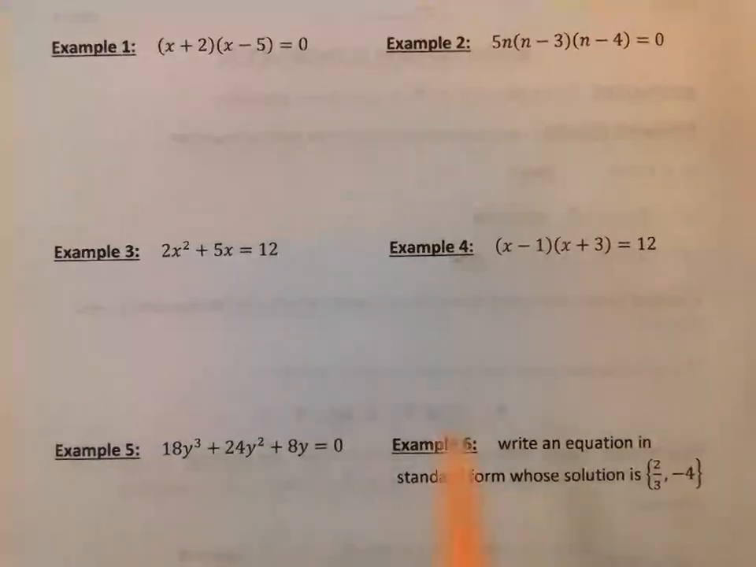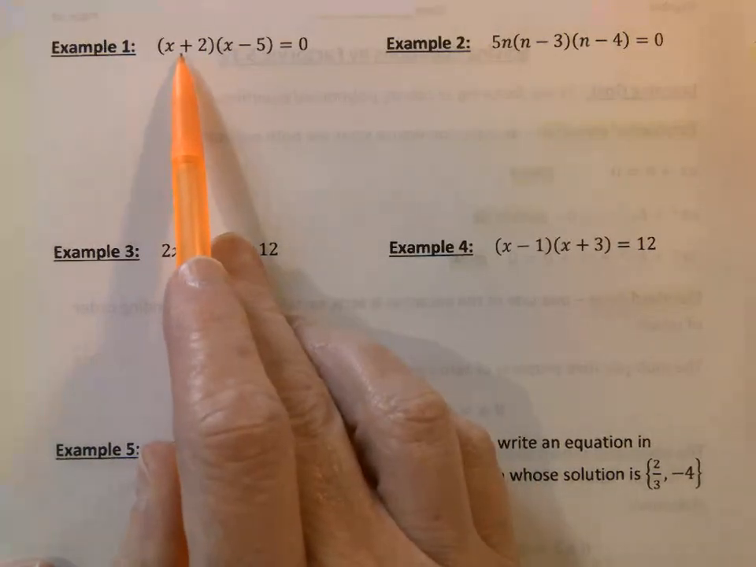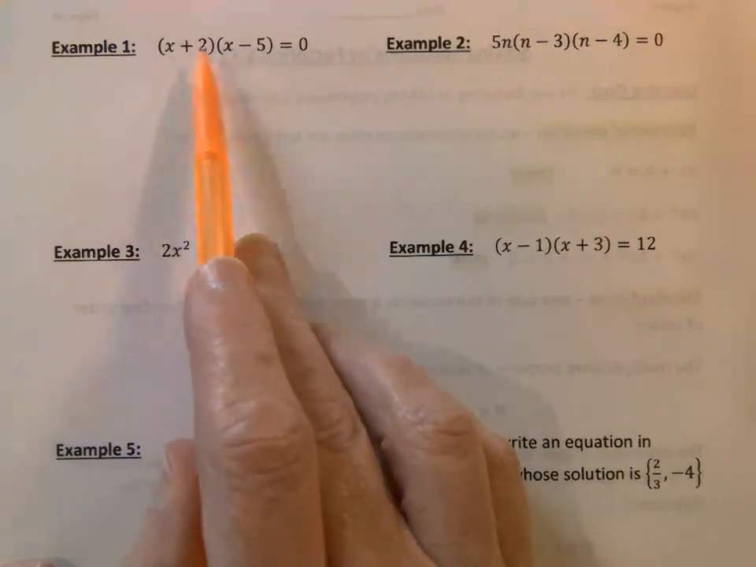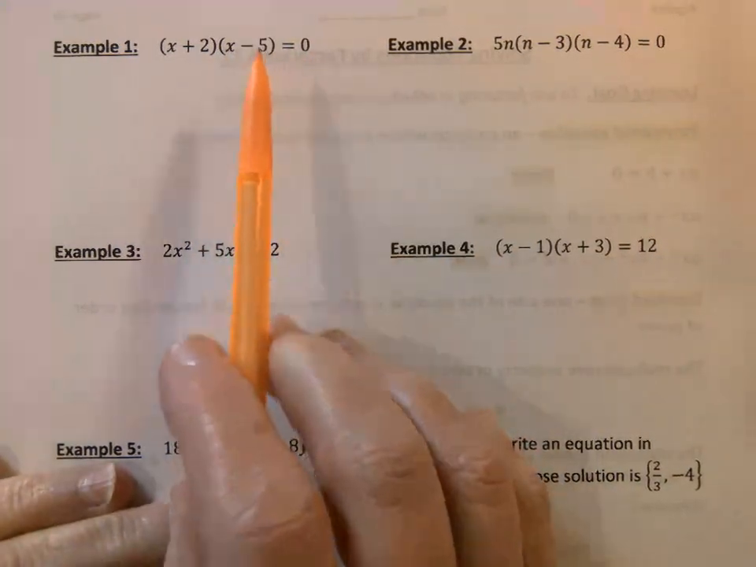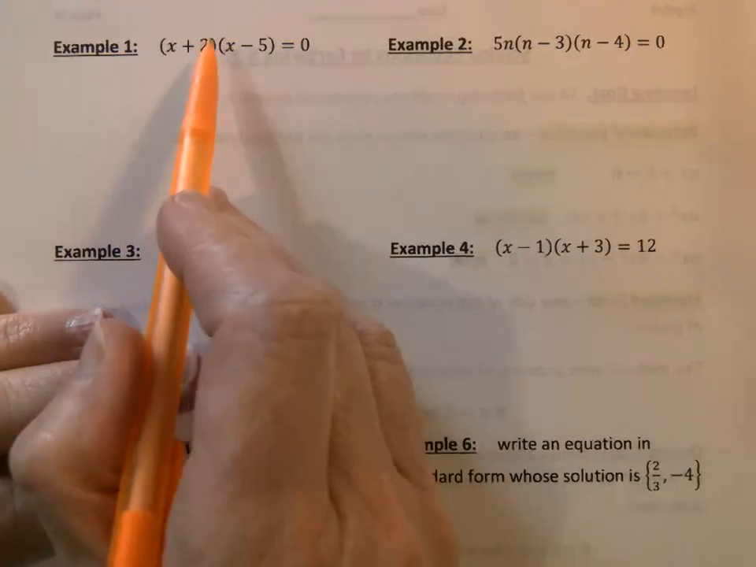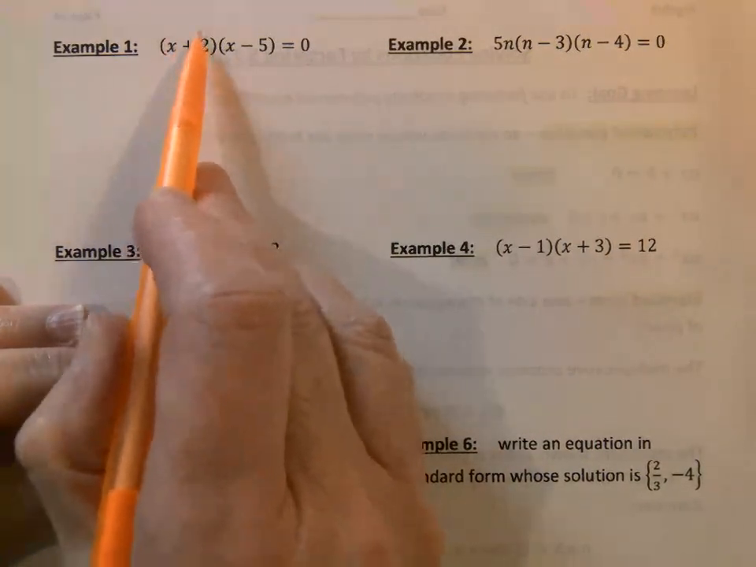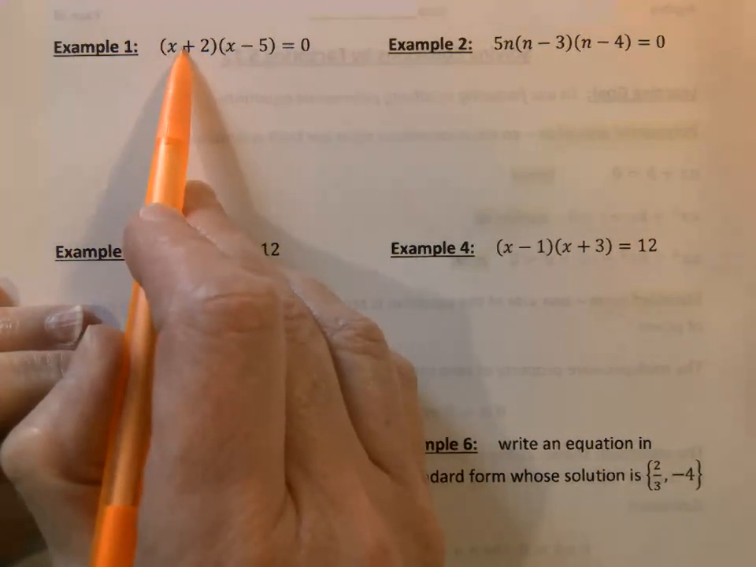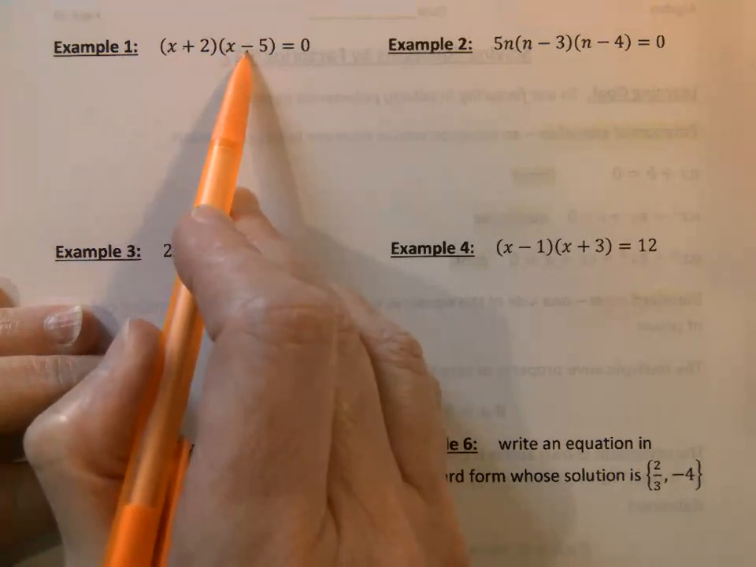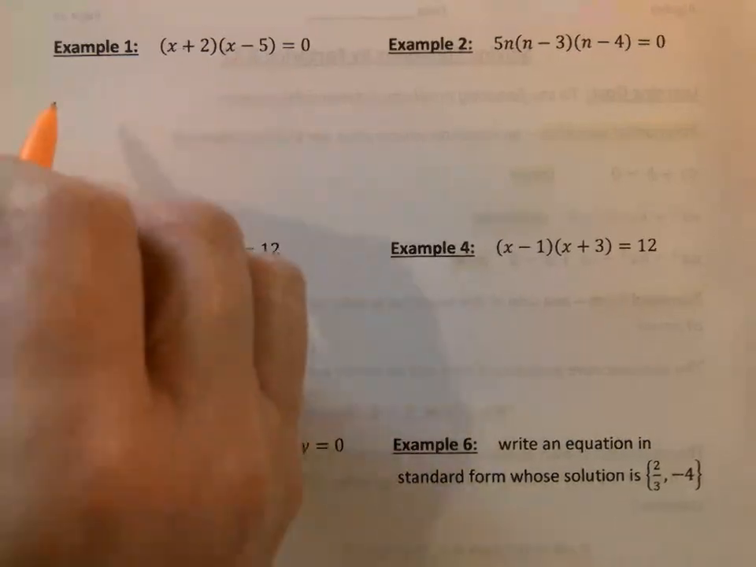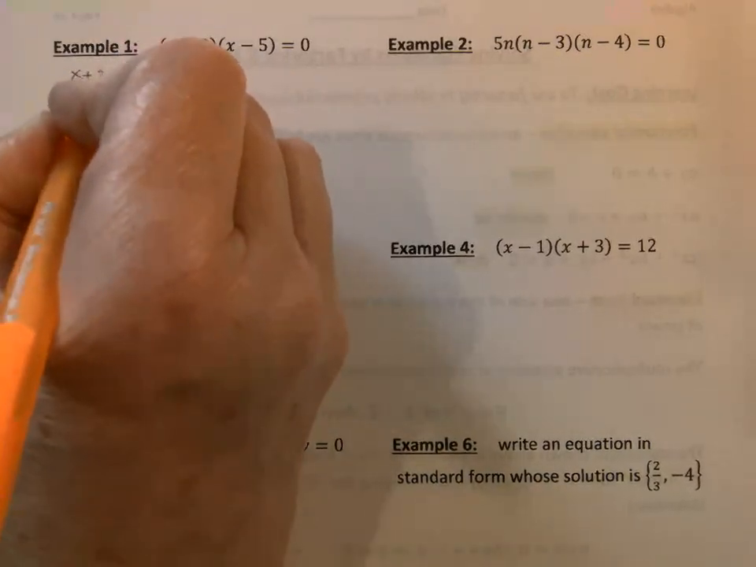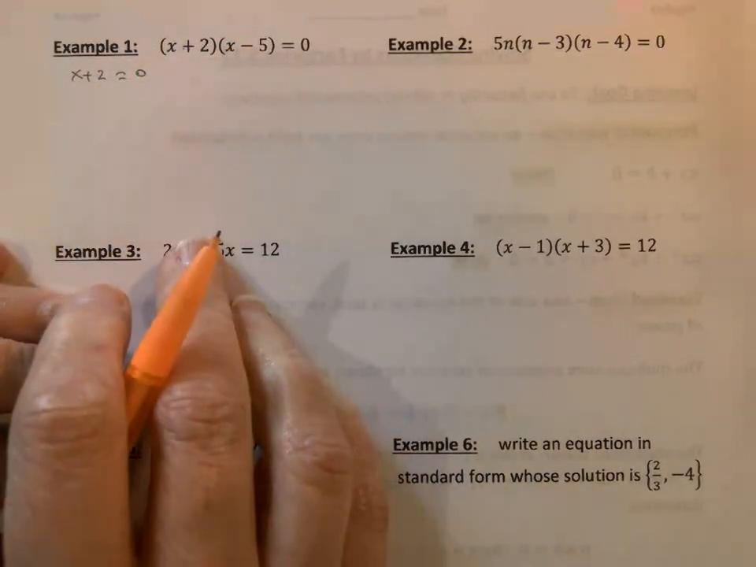Example 1. Here I have a polynomial that has already been factored, and we know that it's equal to 0. So what that means is that this factor could equal 0, or this factor could equal 0, or they both could equal 0. So here's how we solve for x. We could say, well, x plus 2 could possibly be 0.